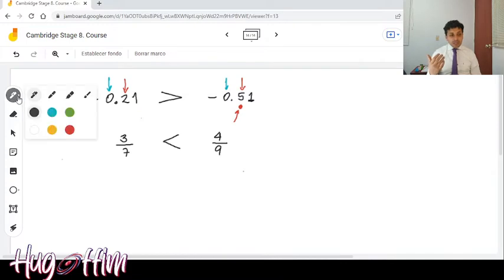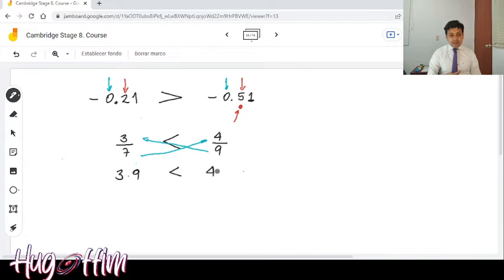What does cross multiplication mean? I can use properties of inequalities to multiply by 9 here and to multiply by 7 here without any change in the inequality, because I'm not multiplying by negative numbers. So in this case, 3 times 9 should be less than 4 times 7. So I got 27 less than 28, and this is true, this is correct. So it means that my first assumption is correct: 3/7 is less than 4/9.